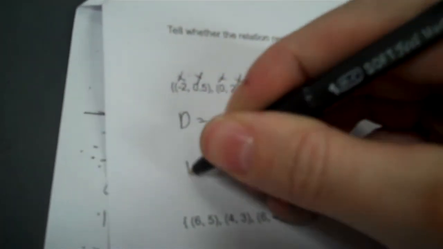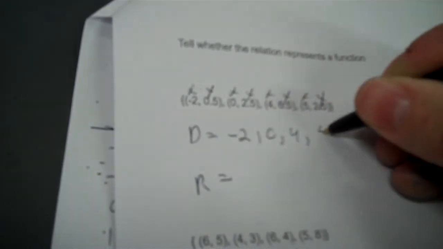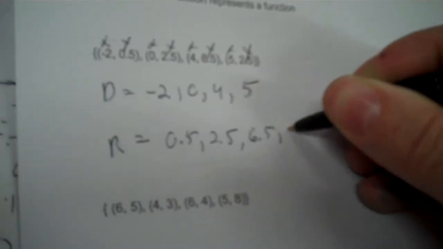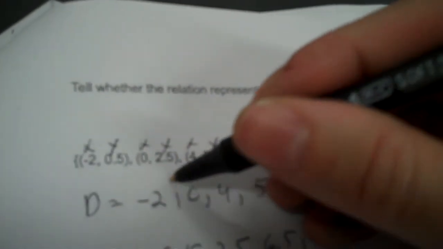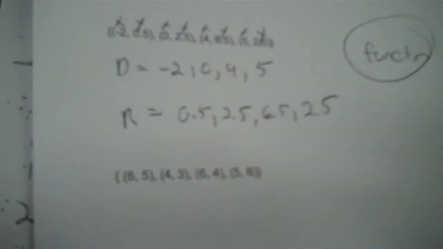Okay, tell whether the relation represents a function. So you've got x, y pairs. Now I'm going to put domain and range. The domain, the x's: -2, 0, 4, 5. Then the range: 0.5, 2.5, 6.5, and 2.5. Any repeats in the domain? I don't think so, so that's a function. It's like that vertical line: if you can't repeat, it's the same deal.